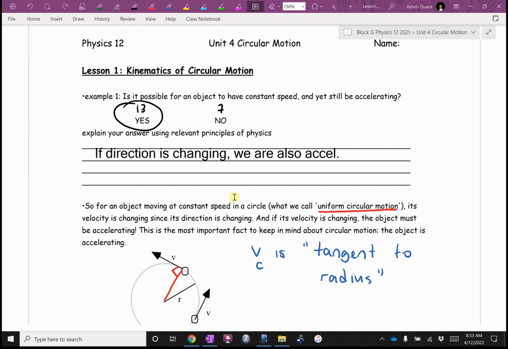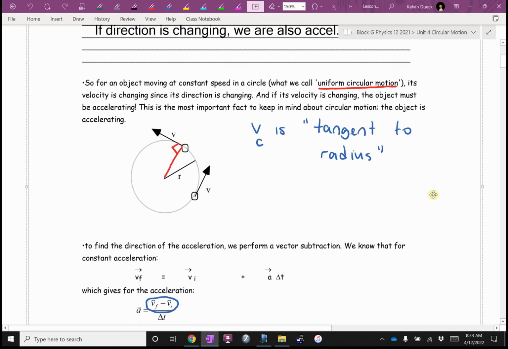Who remembers, if you're moving in a circle, which way are you accelerating? Toward the center. Which way is the net force then? Same answer. Toward the center. But which way is the velocity? We had this fancy term, tangent to the radius. Tangent to the radius.